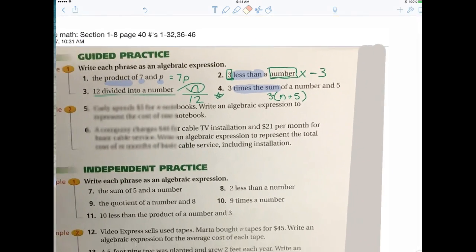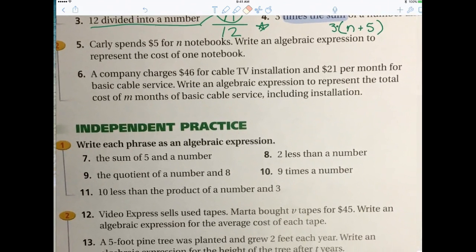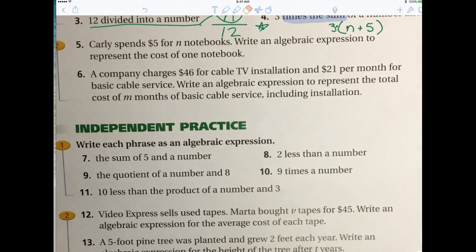All right. Now number 5. Here we go. It says, Carly spends $5 for n notebooks. How much for one notebook? How would I figure out how much for one? $5? You could do 5.